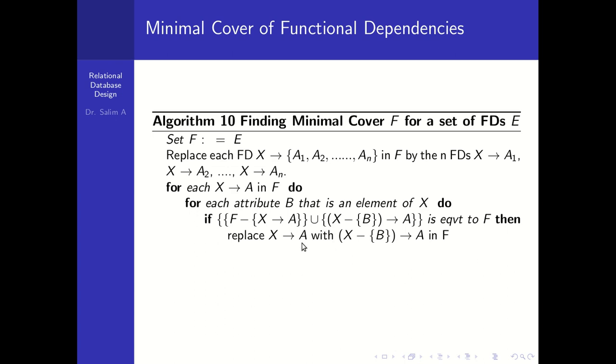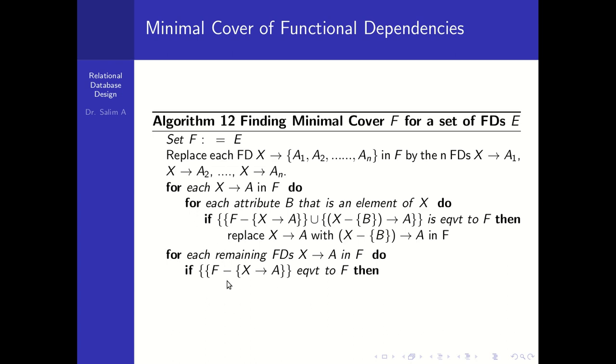Then replace X determines A with X minus B determines A in F. That is, you are trying to remove X determines A with an X minus B. You are trying to remove an attribute B for each attribute in the element. Therefore, for each attribute B that is an element of X, you have to do this again. For each remaining FD, if all such attributes from the left hand sides are removed, for each remaining FD X determines A, what you can try to do is F minus X determines A is equivalent to F.